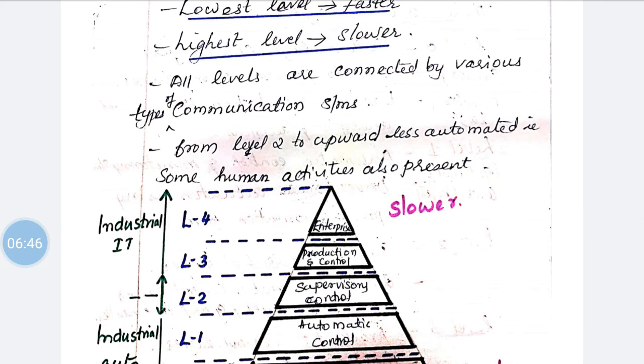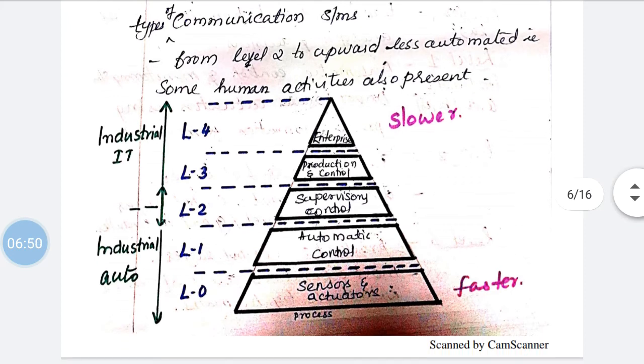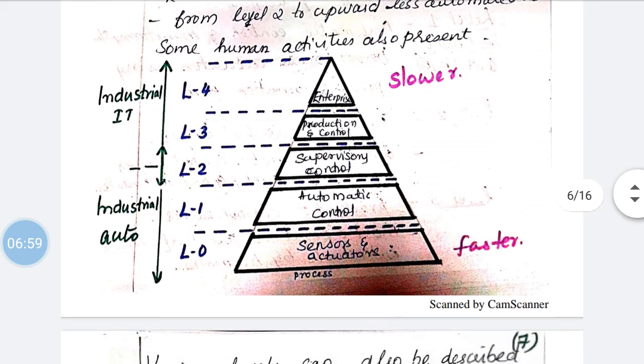All the levels are connected by various communication systems, and from level 2 onwards till the top level, there is less automation and more human interaction. This is the automation pyramid figure. So the lowest layer, the sensor and actuator layer, is the fastest, then the automatic control, then supervisory control, then production control, and then enterprise. Enterprise is the slowest layer and it is the topmost level.